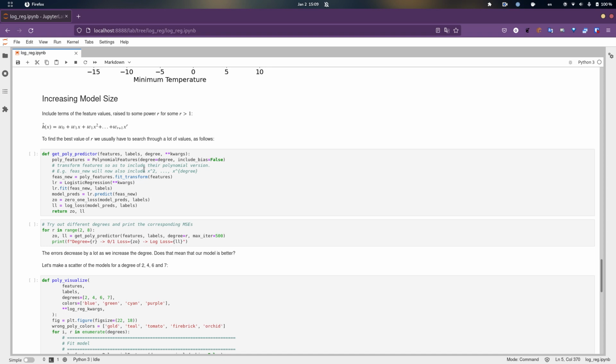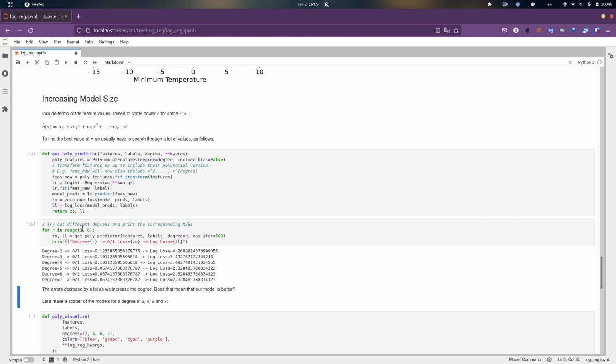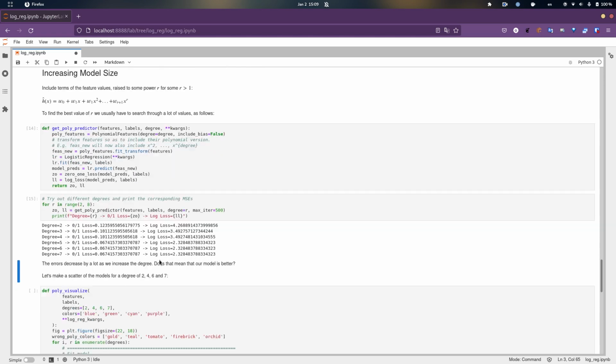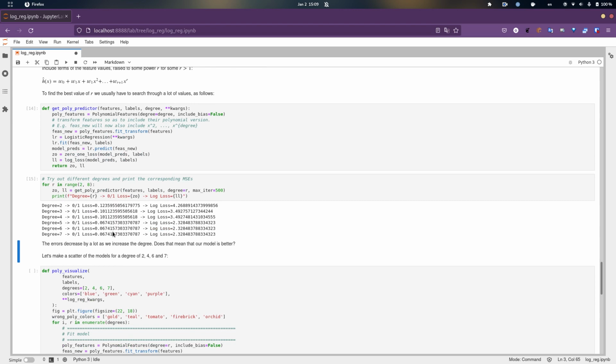So here we are taking a degree and we're transforming our features so as they include this polynomial. So these features will be raised to some power. And then we fit the exact same logistic regression model. So here we can run this code for different degrees from 2 to 8. And as we can see, the 0,1 loss seems to stabilize after a degree of 5 at about 6% error. And the average logistic loss also seems to stabilize at exactly the same degree.